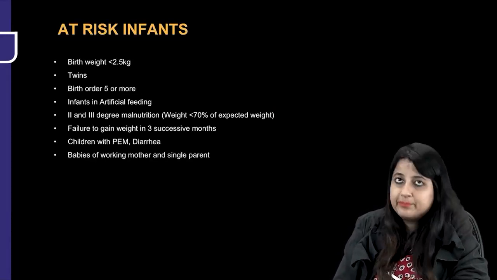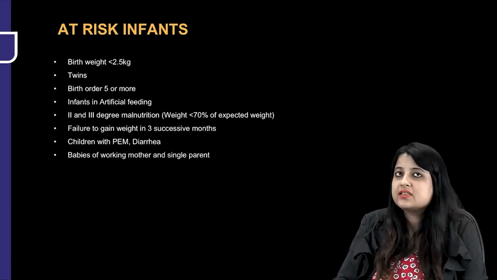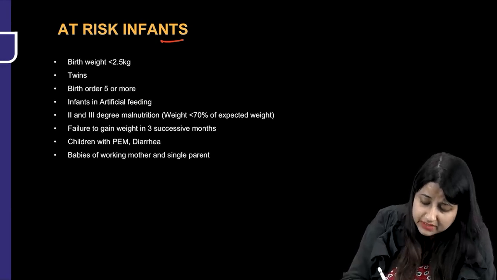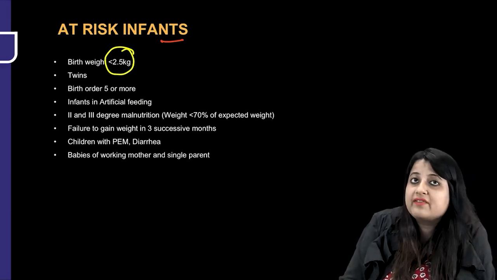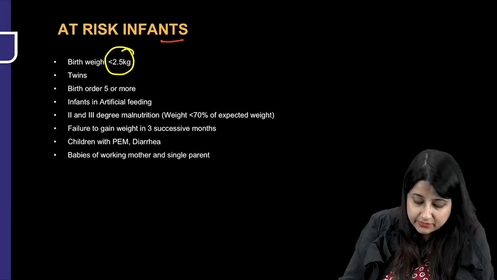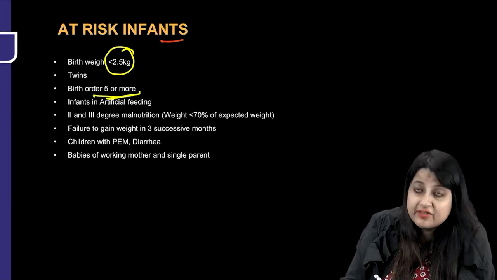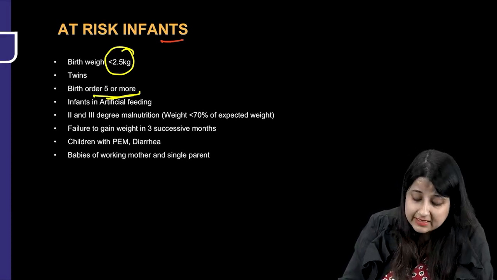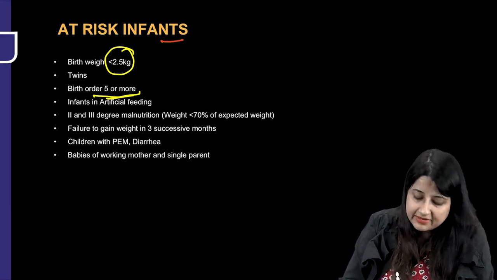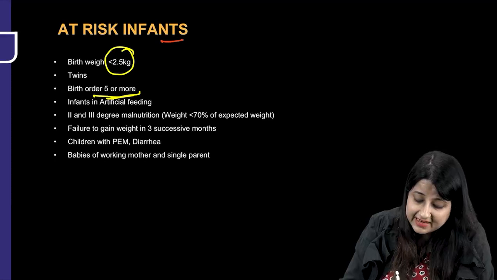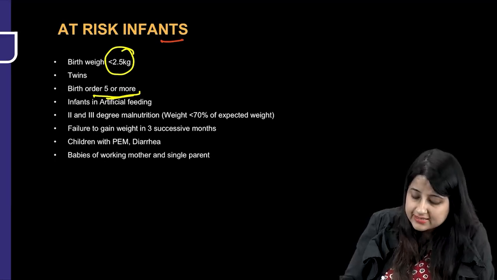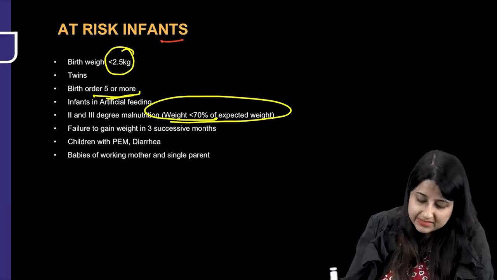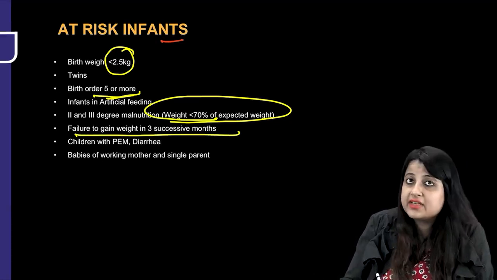Then they also ask you, just like at-risk pregnancy, at-risk infants. Birth weight less than 2.5 kg, because that is low birth weight. Twins, birth order 5 or more. Spontaneous abortion 3 or more was high risk pregnancy. Infants on artificial feeding. Second and third degree malnutrition, technically the weight is less than 70% of expected weight. Then failure to gain weight in 3 successive months.